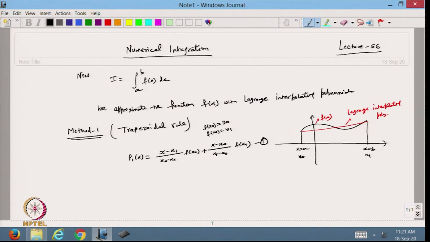Now we know that this polynomial comes with errors. So my function f(x) can be written as p1(x), the interpolating polynomial, plus the error term, that is the remainder term R(x). And R(x) in this case will be (x minus x0)(x minus x1) f''(xi) over 2 factorial, where xi lies between x0 and x1. This is the corresponding error we can find for this linear interpolating polynomial.